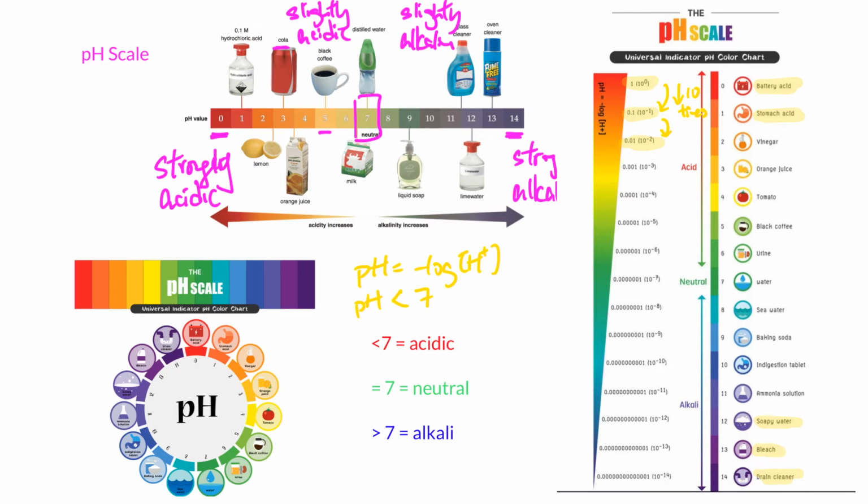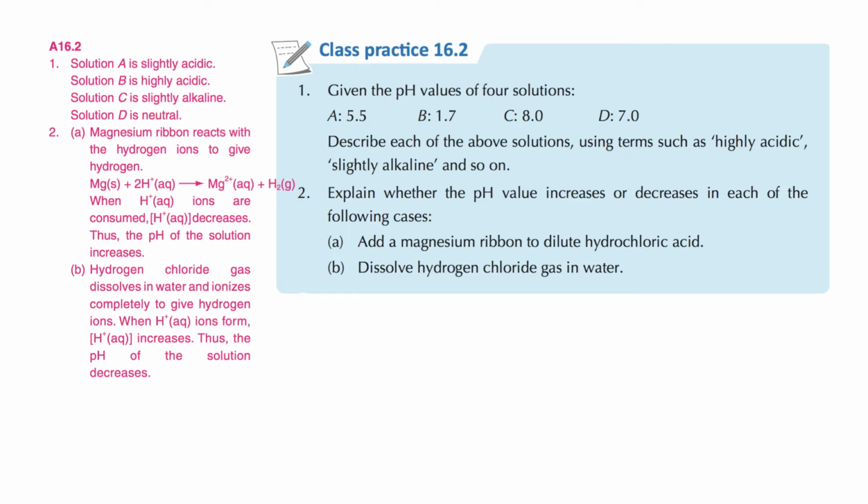Okay, if you input and find that you got a pH equals 10, most likely it is incorrect, because the calculation for the alkaline solution is not done that way. Just a friendly reminder: remember that if pH is smaller than 7, it is acidic, and larger than 7, it is alkaline. So have a look at class practice 16.2.